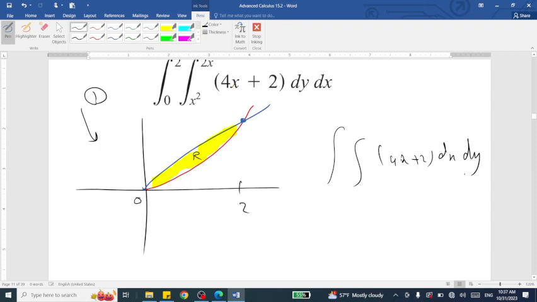Y is between what and what? Wait, y should be a number. Here should be a function. Here should be x equal to something, okay? Clear what I say?